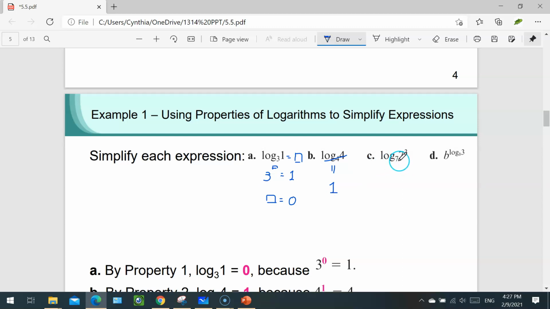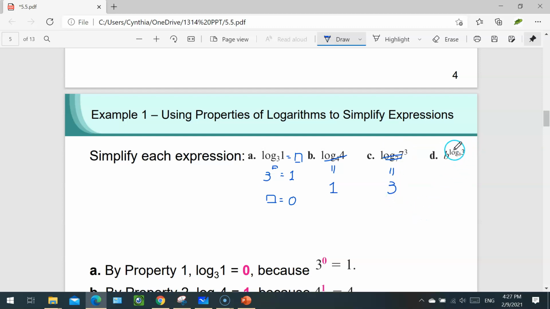Log base 7 of 7 to the power 3. Again, log base 7 and the 7 can be reduced. So it turns to 1, and then you use the 1 to multiply 3. It turns to a 3.